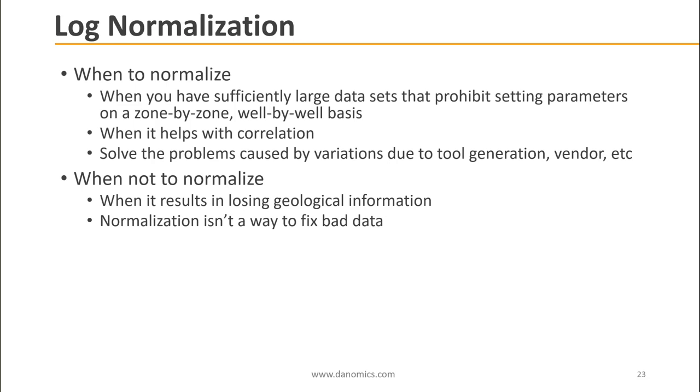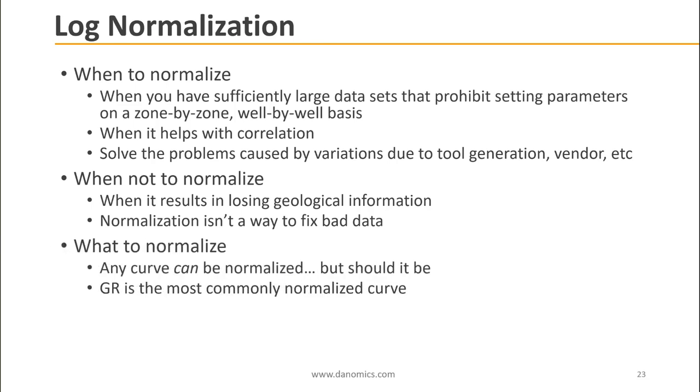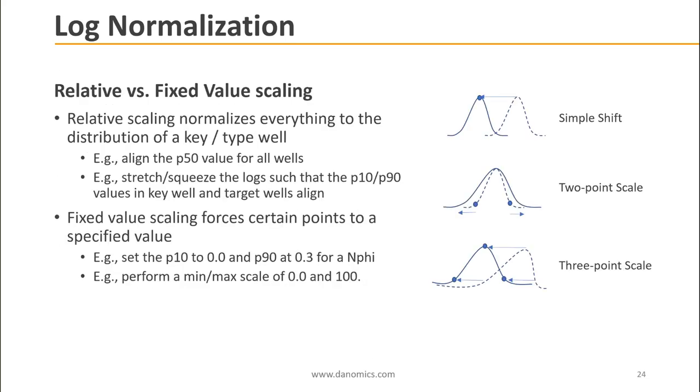Now, what you shouldn't do is you shouldn't normalize when it results in losing geological information. So if you're normalizing away geology, that's generally not something you want to do. Also, normalization is not how you fix bad data. That is a separate step. And with respect to what to normalize, you can normalize any curve, obviously. Gamma ray is probably the curve that I see most commonly normalized, and it's also, just by its nature, one of the ones that's most amenable to normalization. What I'll say is just go through and be diligent to understand what normalization is doing to your data.